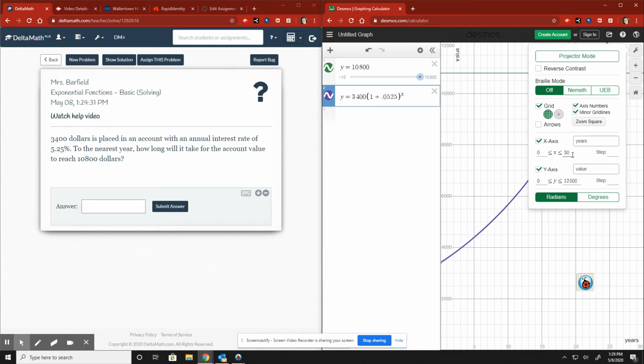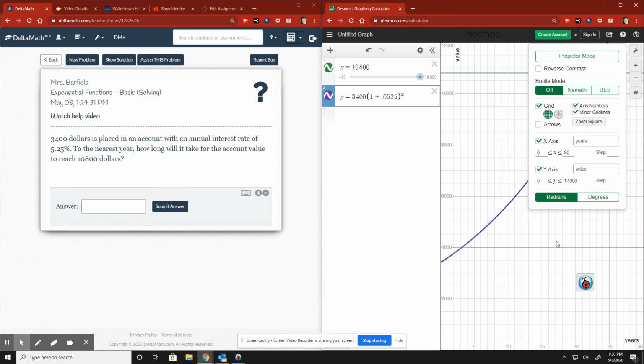You could have gone 0 to 50, you could have gone 0 to 100, but when you look at an investment, investments are long term. So you want your years to go for a longer period of time. All right, and my y-axis, well, that's my money. We're not looking at negative money because we started with $3,400. So I just started at 0. And then I went to 12,000, and that was because we want the investment to be $10,800. So I just went a little bit past it.